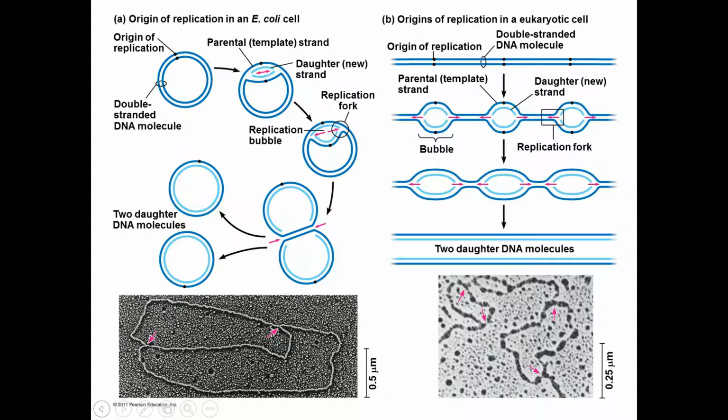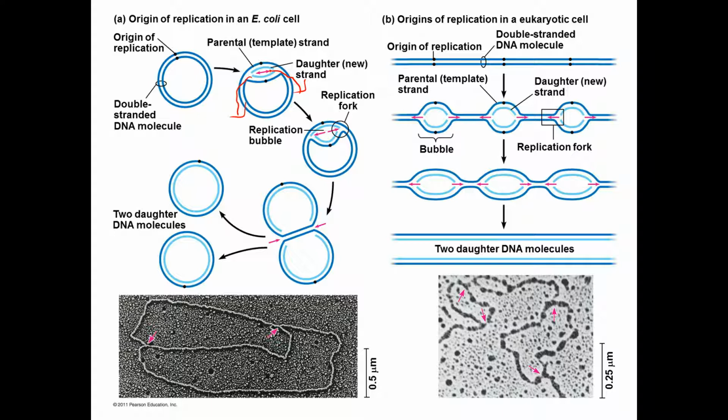All right, so here, at your origin of replication, this is where DNA replication begins. This is where it starts. And so, DNA replication is a bidirectional process, meaning that it occurs in both directions. So the parental DNA is copied to the left and to the right of the origin.